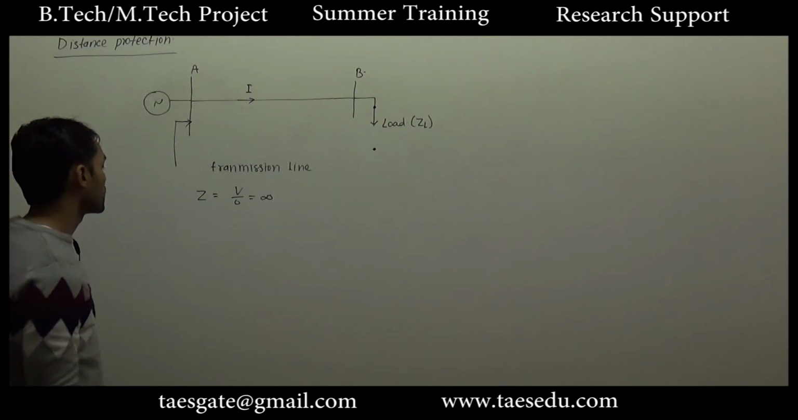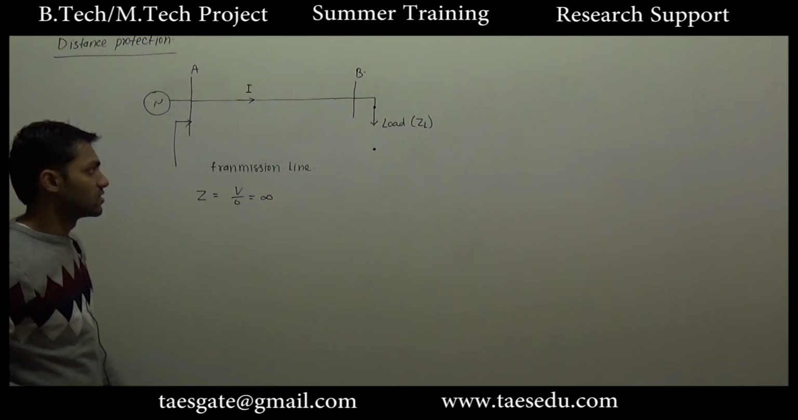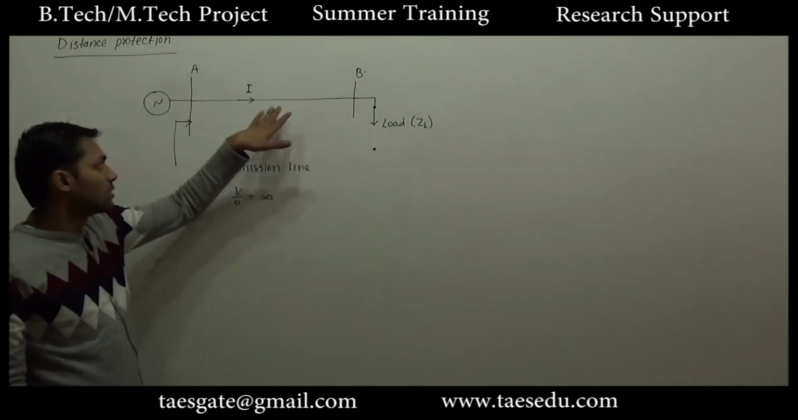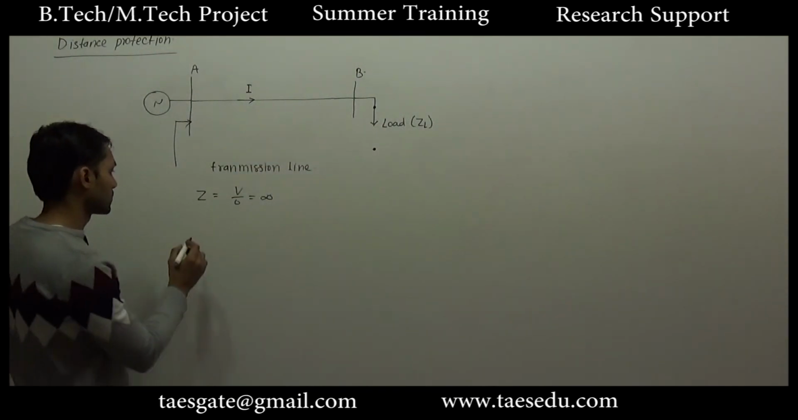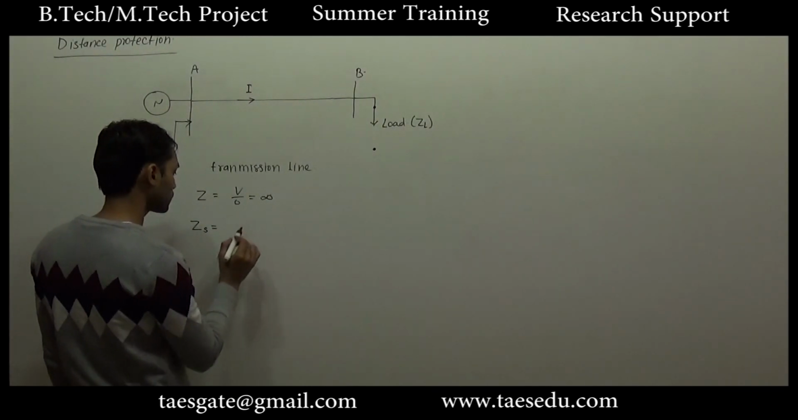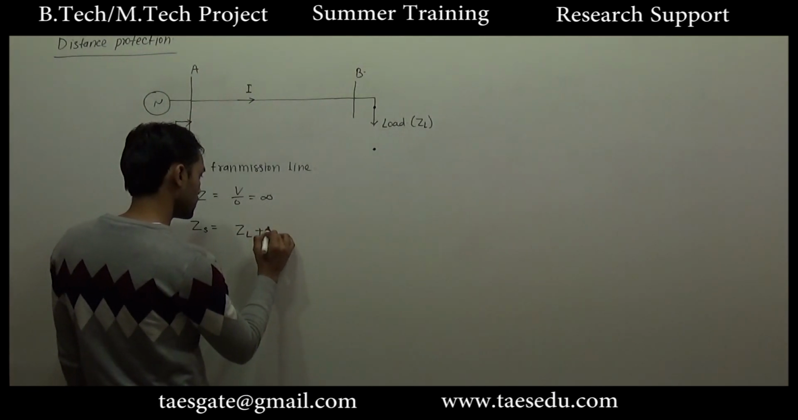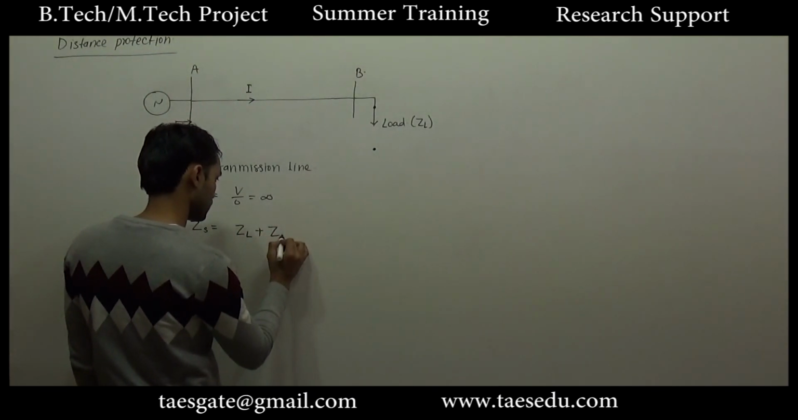If a load is connected here, the total impedance seen by the source will be the impedance of the load and the impedance of the transmission line. In that case, the impedance seen at the source will be the load impedance plus the impedance of the transmission line.